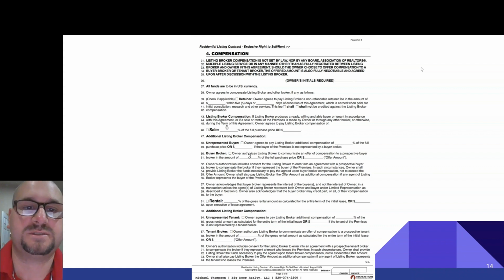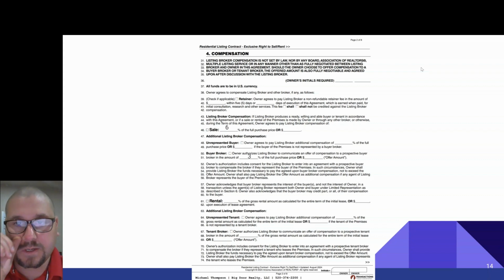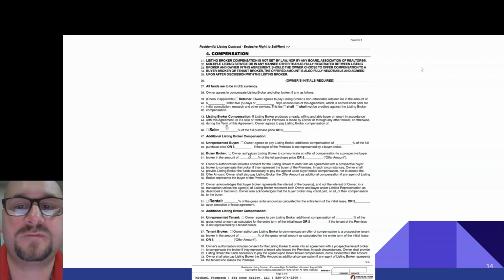Additional listing broker compensation. So unrepresented buyer. Go ahead and check that. Owner agrees to pay listing broker additional compensation of blank percentage of the full purchase price or blank dollar value if the buyer of the premises is not represented by a buyer broker. Buyer broker, owner authorizes listing broker to communicate an offer of compensation to a prospective buyer broker in the amount of 3% of the full purchase price, or again another dollar value.